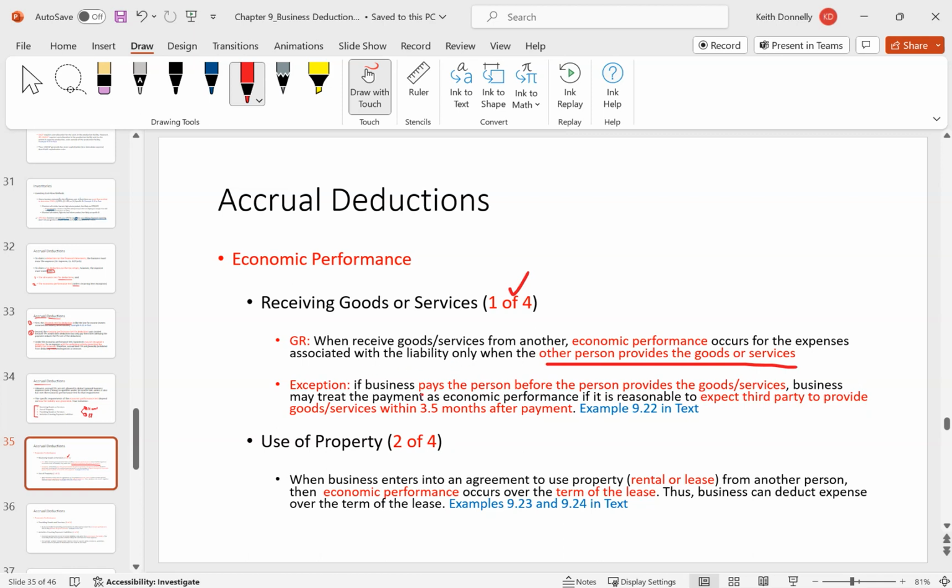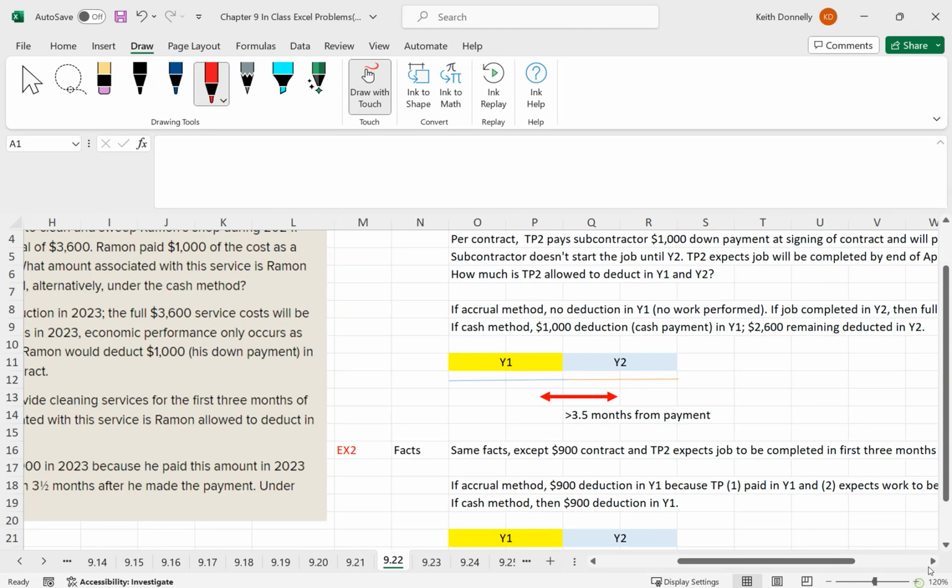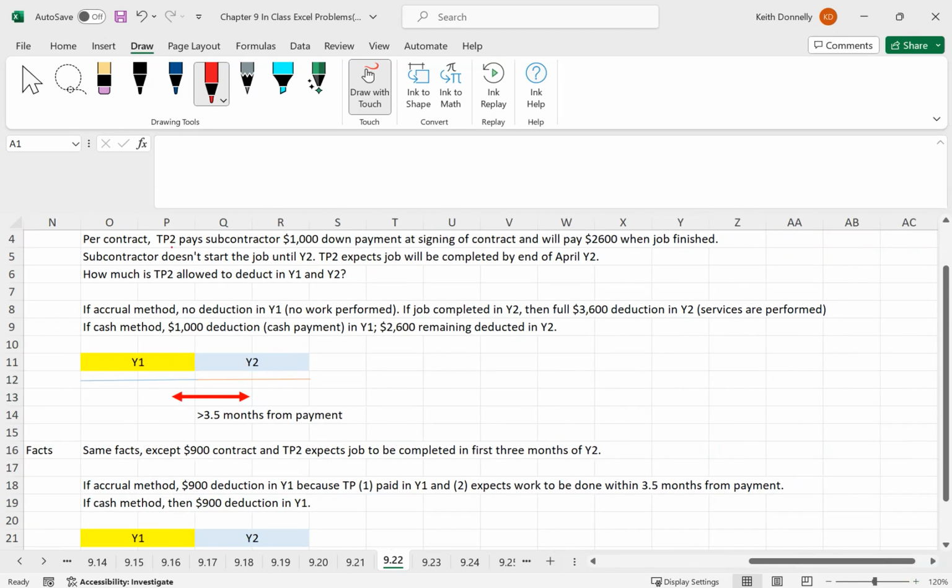There is an exception here. If a business pays the person before the person provides the goods or services, businesses may treat the payment as economic performance if we expect the third party to provide the goods or services within 3.5 months after payment. So let's look here at 922. This will make more sense with numbers. Per contract, a taxpayer pays a subcontractor a $1,000 down payment and will pay them $2,600 when the job is finished.